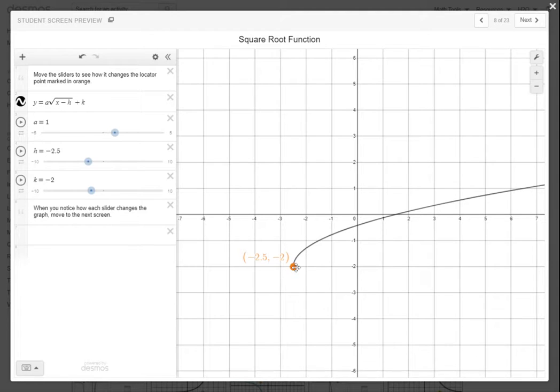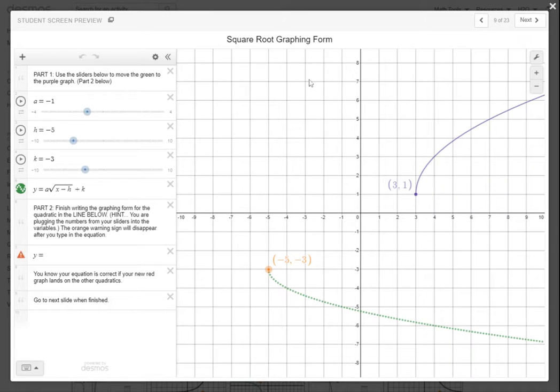I can also grab the locator point in orange and drag it, and notice that it changes my slider. If I move left and right, it changes the A slider. The only way to flip this up and down is to move the A slider. Once you feel comfortable with the sliders and what happens to the point, you're going to move on to the next screen. Your slide 9 is matching the square root functions.